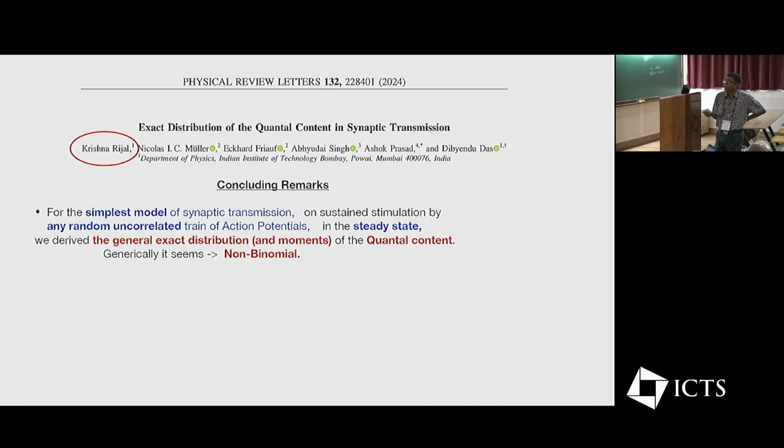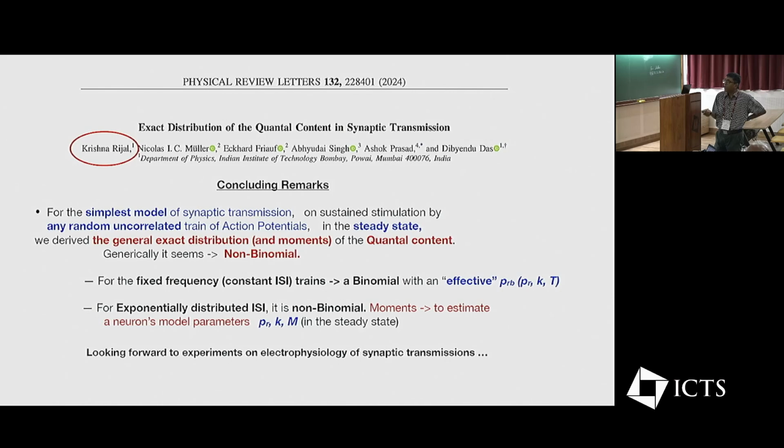So in conclusion, for the simplest model of synaptic transmission on sustained stimulation by random uncorrelated action potentials, in the steady state, only in such a regime have we been able to give an exact distribution for this quantal content, and typically it is not a binomial. For the fixed frequency case, it is indeed a binomial, but the effective release probability is a complicated function of all of these. If it is an exponentially distributed ISI, we have explicitly shown it is non-binomial, and thus it would be nice to compare at least this case to experiments on electrophysiology of synaptic transmissions in future.